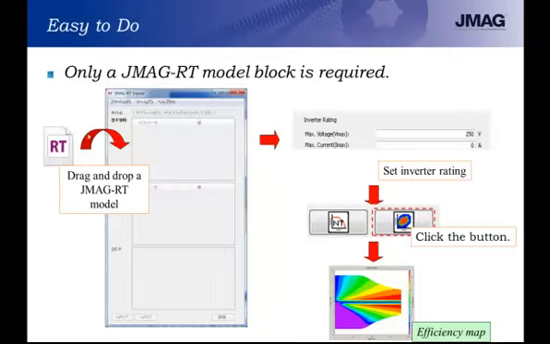In JMAG, that format is the JMAG-RT model block. This model block represents the motor performance and can be dropped into the JMAG-RT Viewer. Once that model block is in JMAG-RT Viewer, we set the inverter ratings and the control type, click the efficiency button, and generate the efficiency map. So at this point, it's just a matter of dragging over your motor model, setting a few values, and clicking a button. So we see it is fairly easy to do.